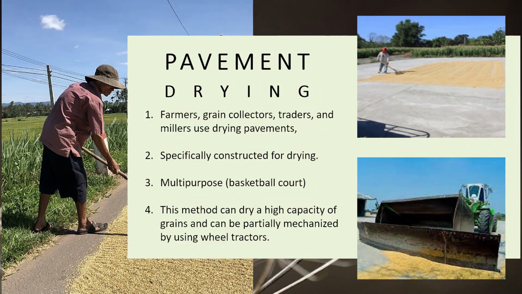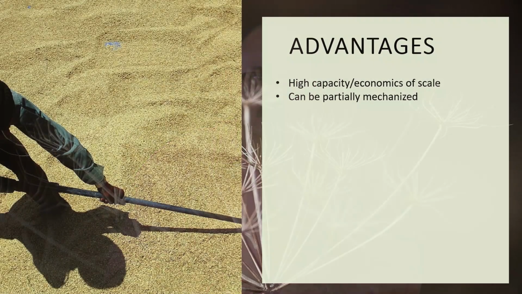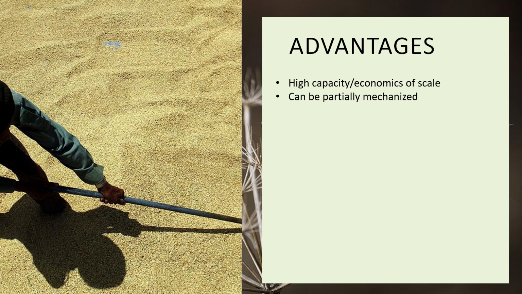So later on we can use this platform for multi-purpose applications. Like in the daytime we can dry our crops, and in the night time maybe we can use the same place as the basketball court or the badminton court. This method can dry a high capacity of grains and can be partially mechanized by using field tractors. The same has been represented in these two figures, and the advantages of this pavement drying are the high capacity.